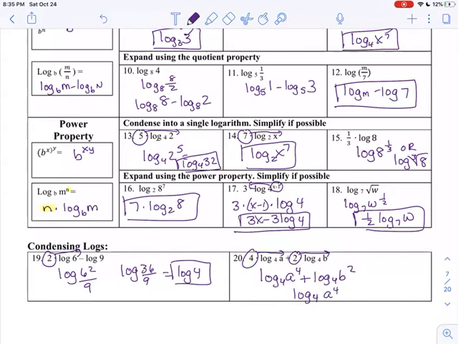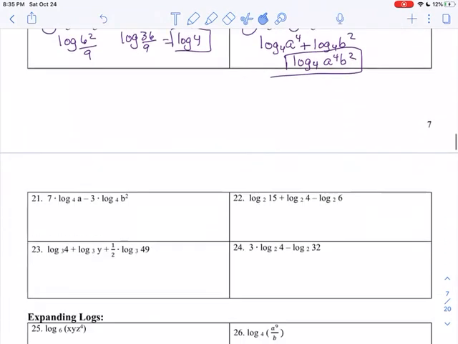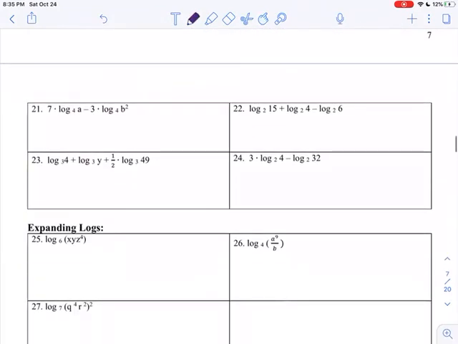And I am adding these together, and they have the same base. So remember, I can join them together through multiplication. Log base 4 of a to the 4th b squared. All right, so lots of rules, just lots of practice. We'll practice some more with these tomorrow as well.